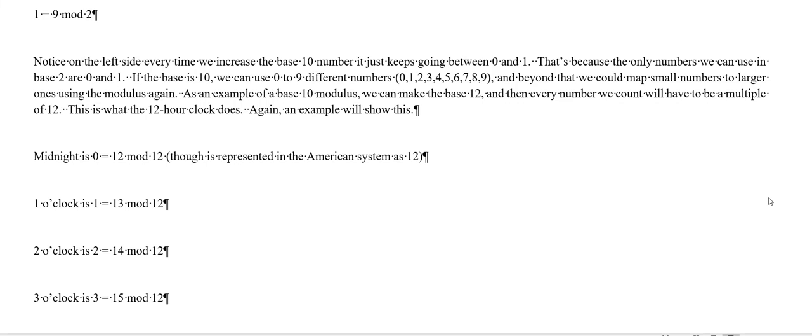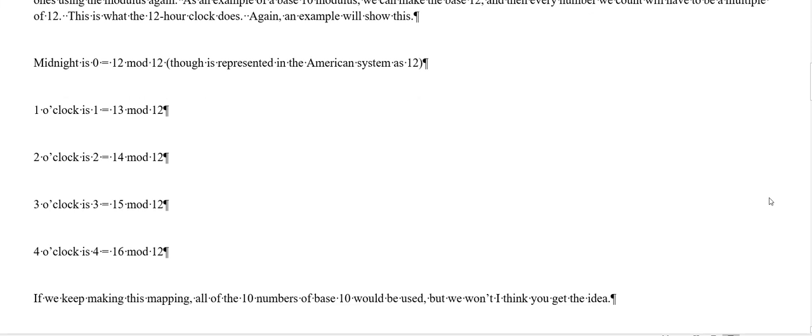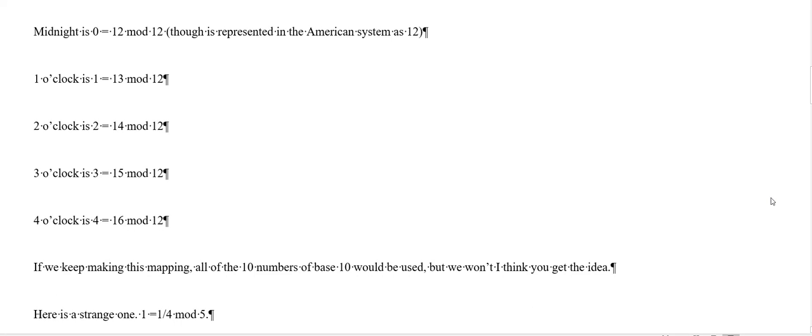2 o'clock is 2, which is 14 mod 12. And 3 o'clock is 3, which is 15 mod 12. So if you divided 12 into 15, what would be left over is, of course, 3. 4, it's kind of obvious. If we keep making this mapping, all the 10 numbers of base 10 would be used. But we won't. I think you get the idea.